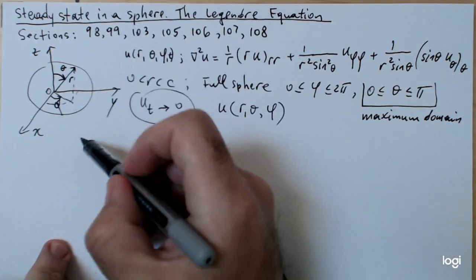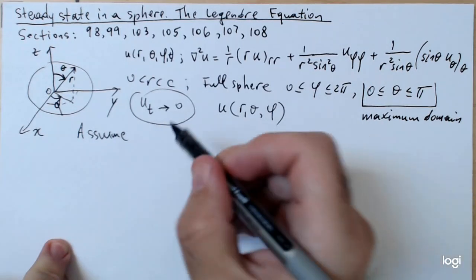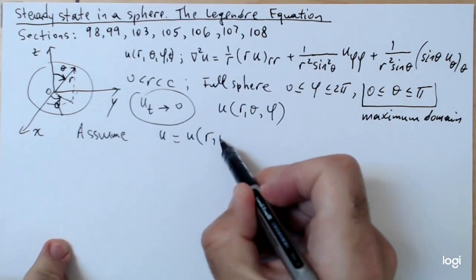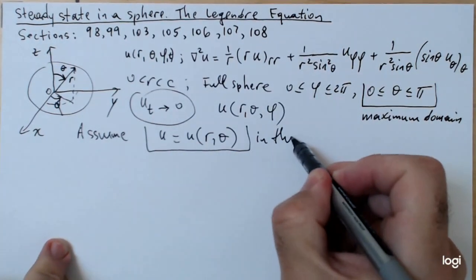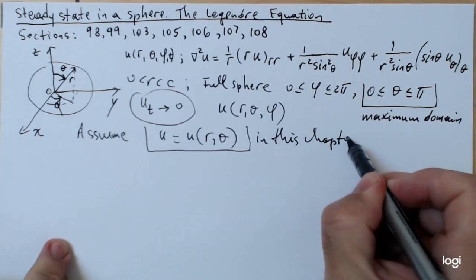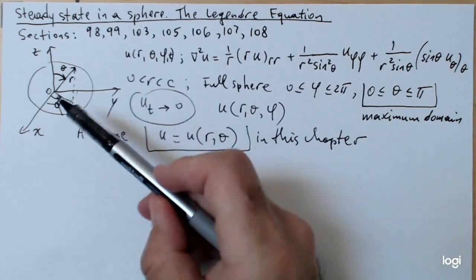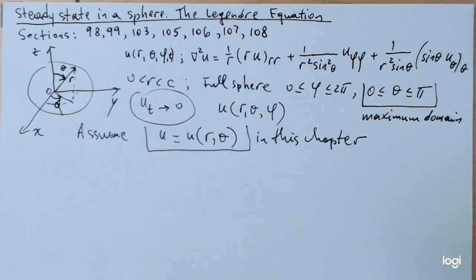Let's assume for simplicity that at the steady state, or in general, the temperature depends only on two space coordinates, namely r and theta. So throughout this chapter, we assume that the temperature depends only on the radius and the angle made with respect to the z-axis. And if it's a steady state problem, of course, it doesn't depend on time anymore because you assume that the temperature stabilizes as t goes to infinity.